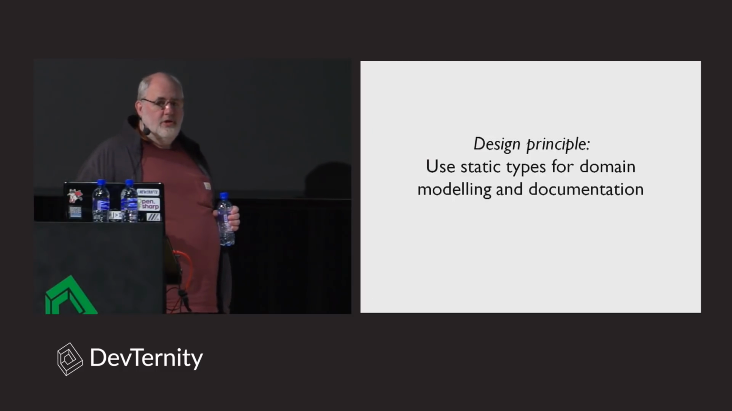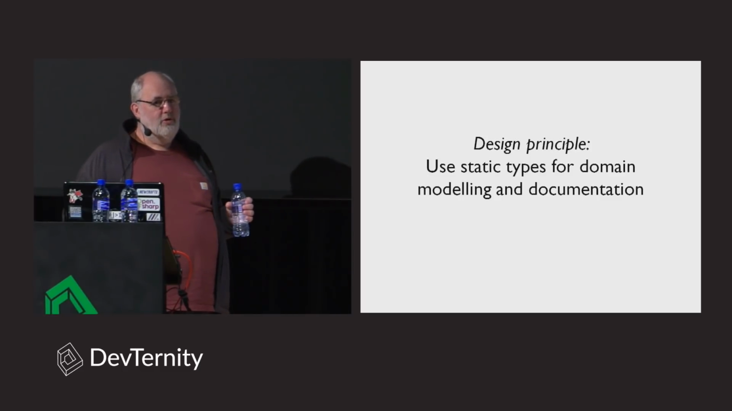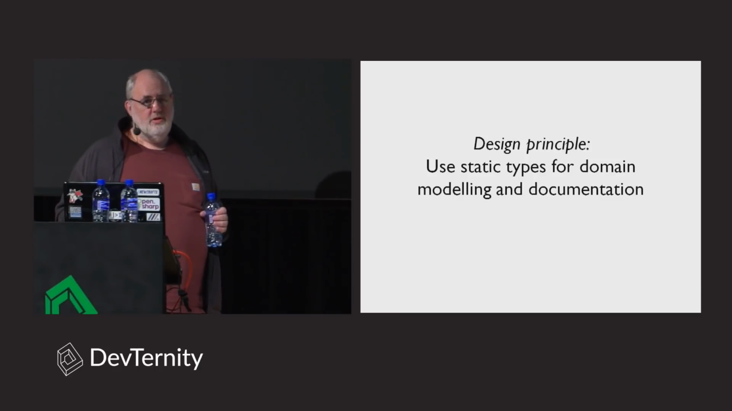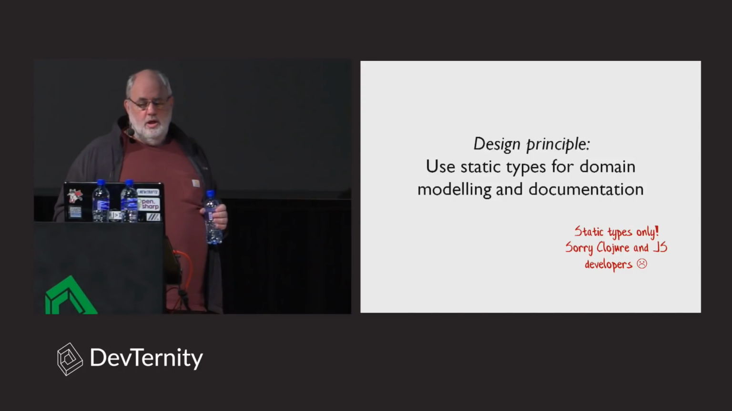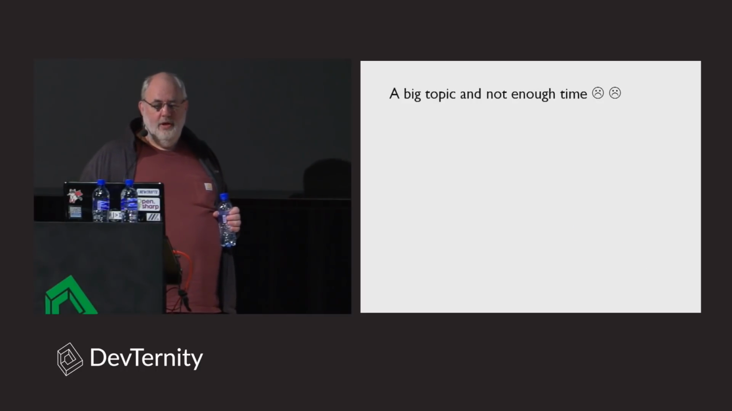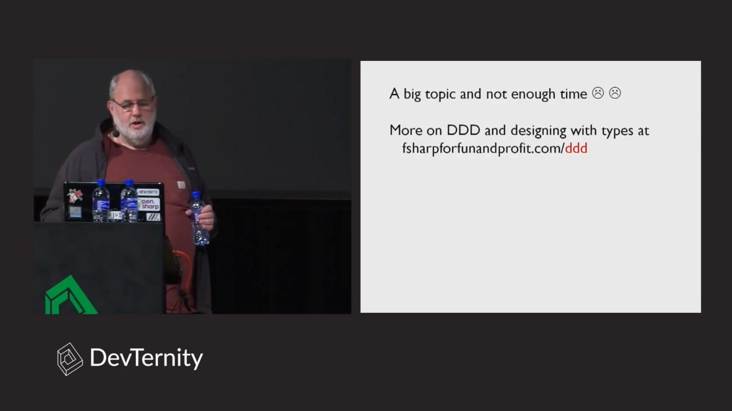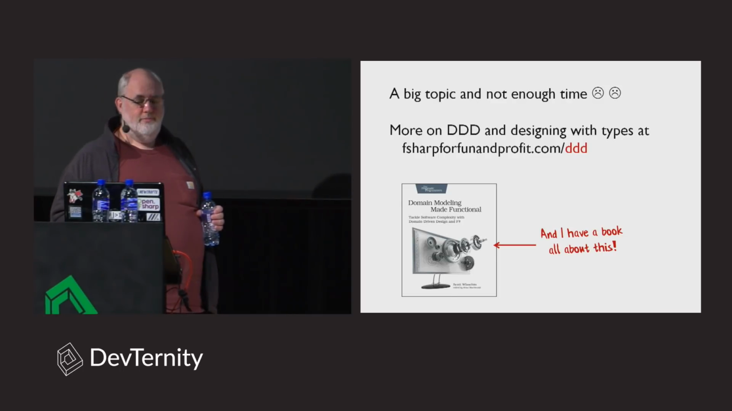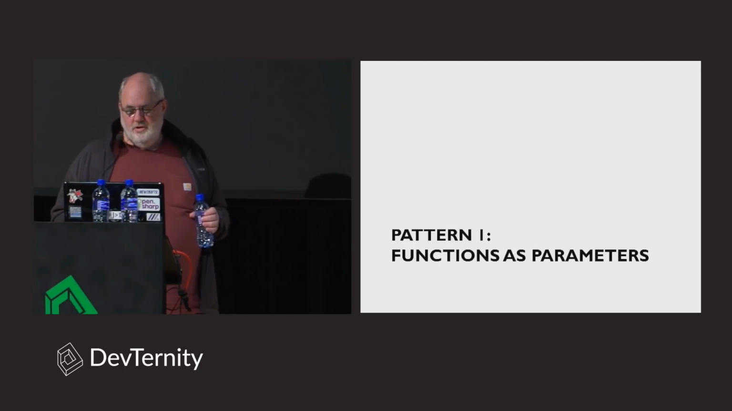So one of the things we tend to do in statically typed programming languages is use static types for domain modeling. You can do all sorts of cool things with static types, and for documentation, you can see it's very clear how that code works. Obviously, it doesn't work in Clojure, JavaScript, or languages which are dynamically typed. It's a really big topic. I don't have enough time, and I have a whole book about it if you're interested. I have a Domain Modeling Made Functional book. Right, let's go to the first pattern.